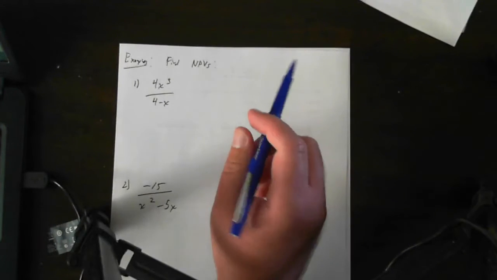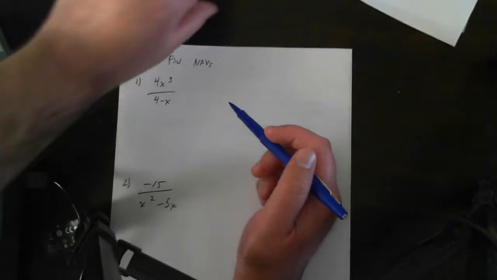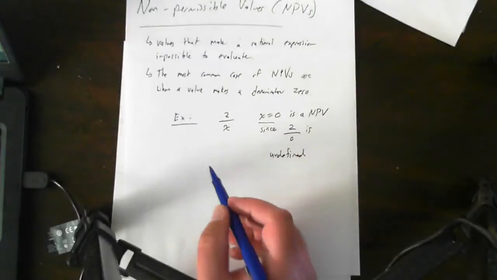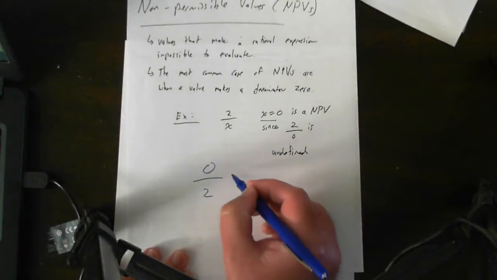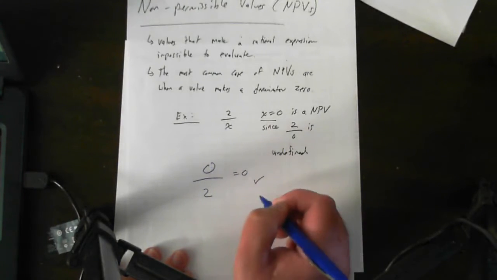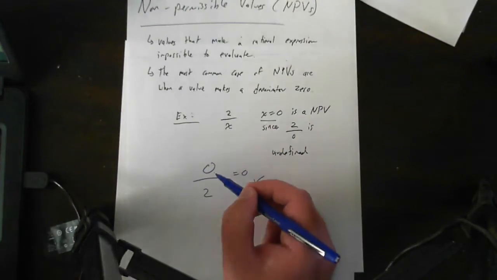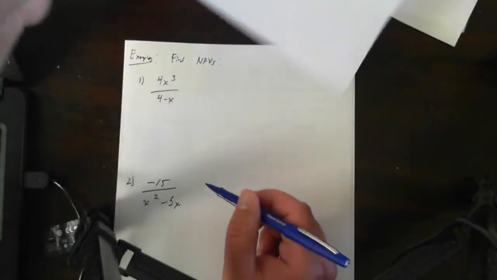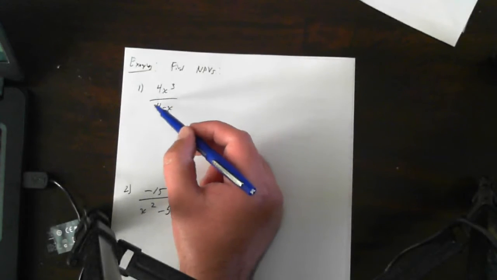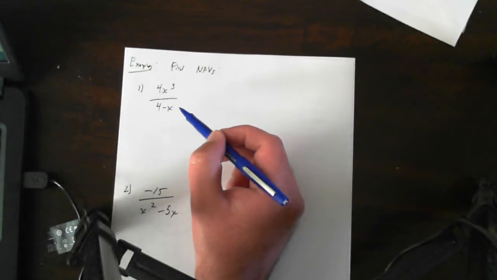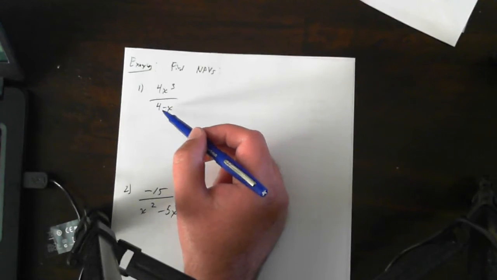So let's look at a couple of examples of how you would find non-permissible values. So let's start with the first one here. So I've got 4x cubed over 4 minus x. So first of all, it doesn't matter what's in the numerator, because if you think about it for a second, if my numerator is equal to 0, say if I have 0 over 2, well, 0 divided by 2 is equal to 0. I can evaluate this, no problem. So it doesn't really matter if my numerator is equal to 0. Okay? So in that case, I don't need to be concerned with the 4x cubed at all. All I need to really worry about is the 4 minus x. So I know that it can't equal 0.